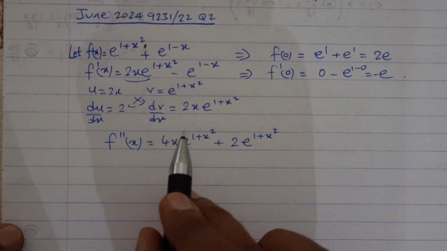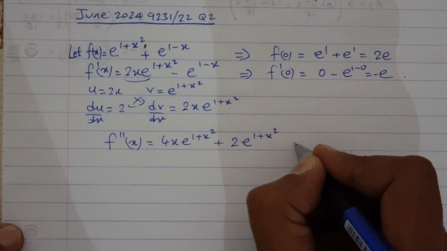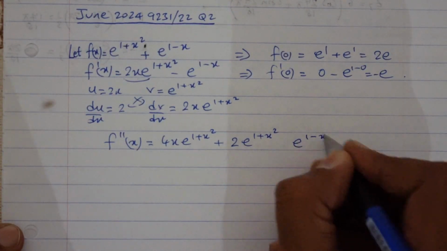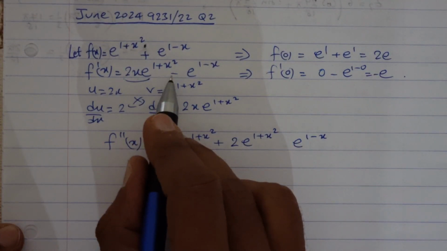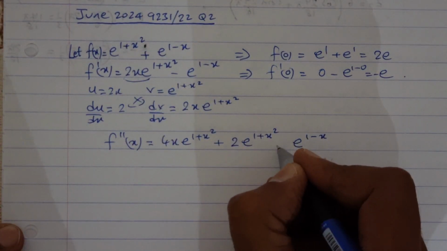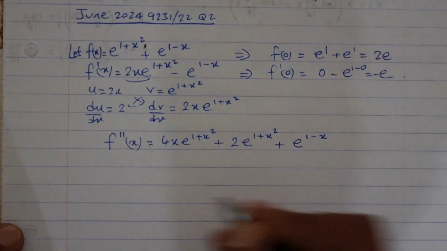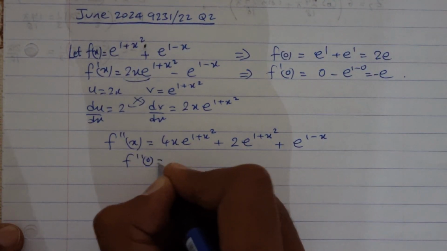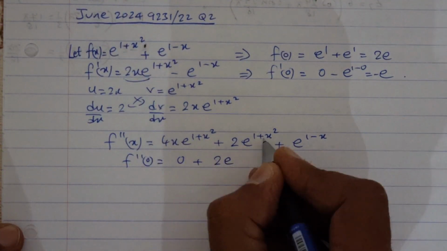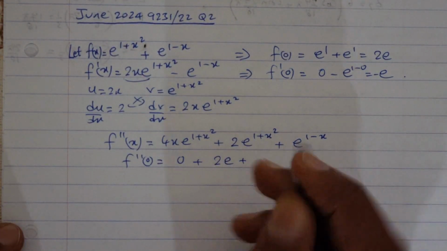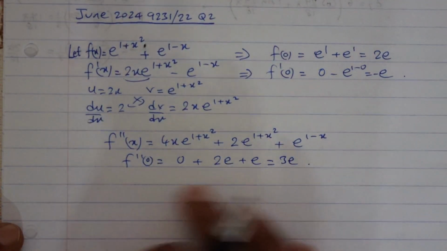Now I'm going to have to differentiate this one as well here. So this becomes e to the 1 minus x. Differentiating the power, I get minus 1, and there's a minus over here, so minus and minus become plus. So what we're saying then, f double prime of 0 is going to be equal to what? This is going to be equal to 0 plus 2e to the 0 plus e to the 1, which is then 3e. So that's f double prime.